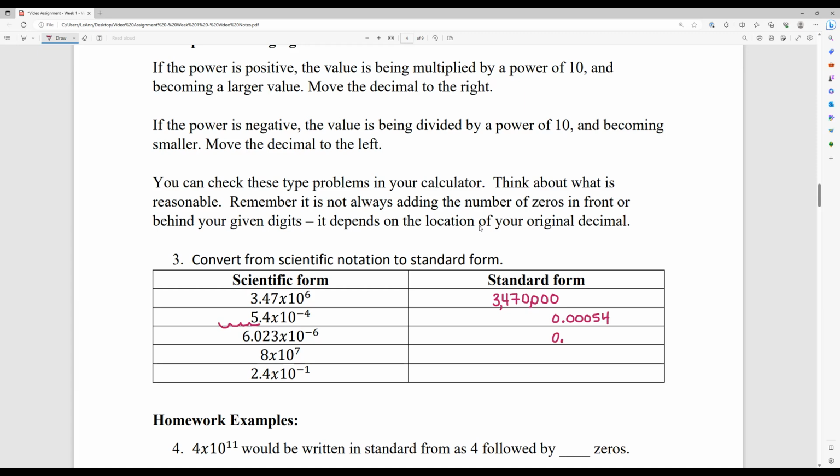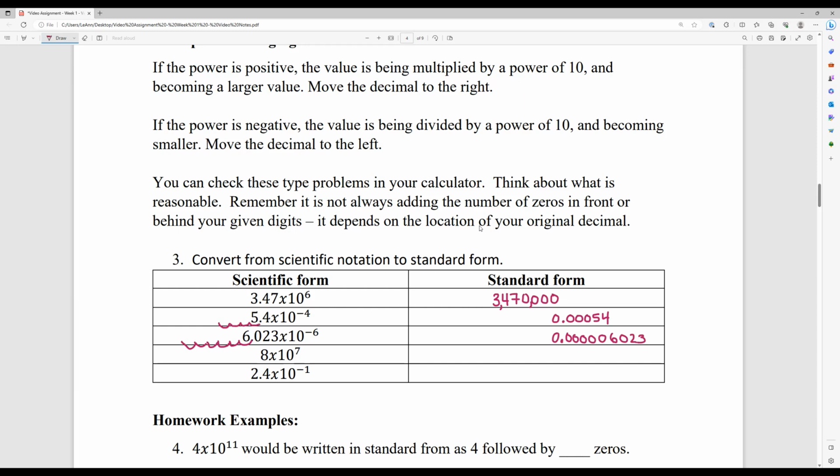This one again is moving to the left, this time 6 places. So it's going to be smaller than 1. So we're going to have 1, and then we need 5 zero placeholders for those moves. So 1, 2, 3, 4, 5. So 5 zeros. And then the rest of our numbers, 6, 0, 2, 3.